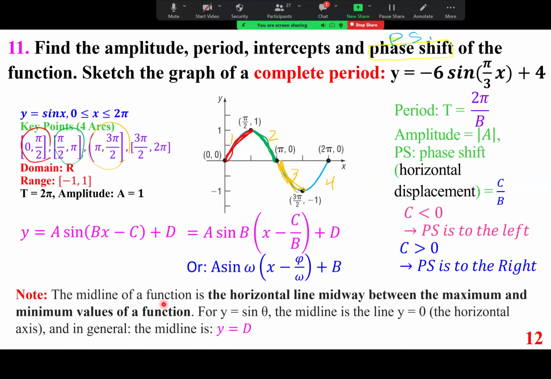Note, the midline of a function is the horizontal line midway between the max and min value of a function. For y equals sine theta, the midline, in case you hear that somewhere, is the line y equals 0, which is the horizontal axis. And in general, the midline is y equals d. So the midline in this case is just the x-axis. The x-axis has the equation y equal to 0, but in this case is d, okay? In this case, actually, is b. So it depends on the format that you're going to use.